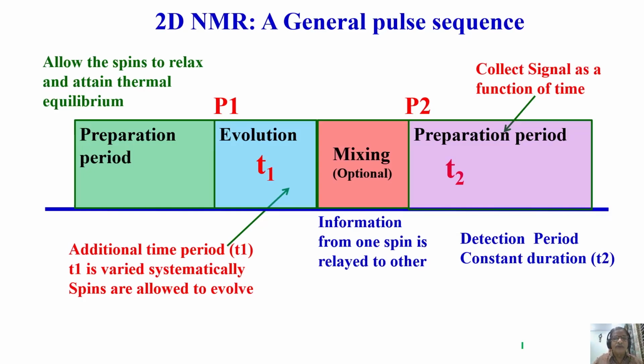Now, coming back to the two-dimensional NMR, it is a general pulse sequence I have written. Any two-dimensional NMR, for that matter, consists of basically 4 time periods like this. So, what is happening here? Look at it. This 4 time period has been divided into preparation period, evolution period, mixing period, and detection period.